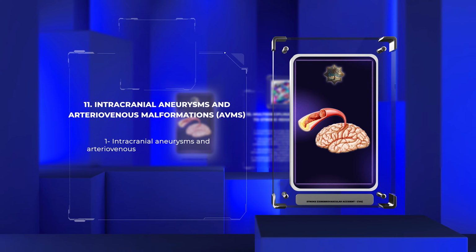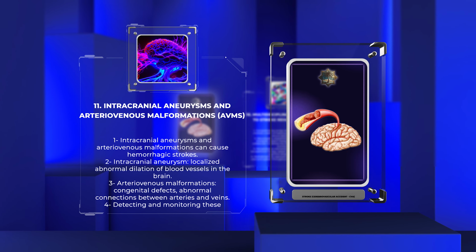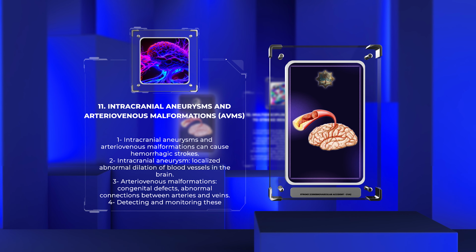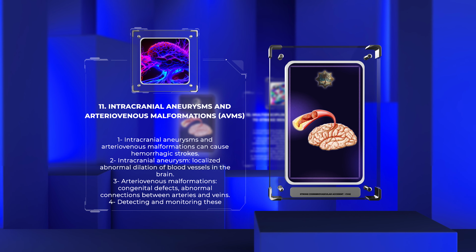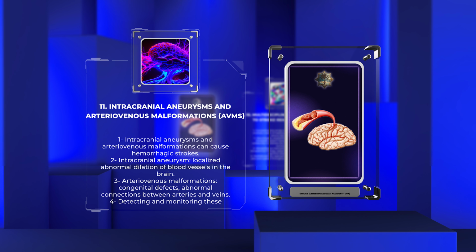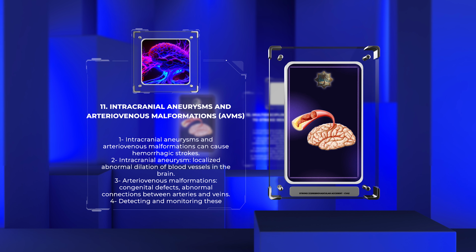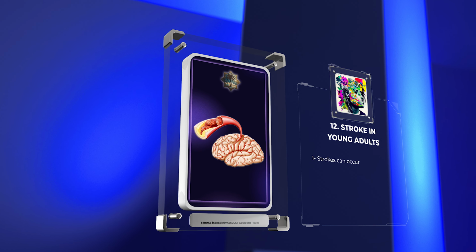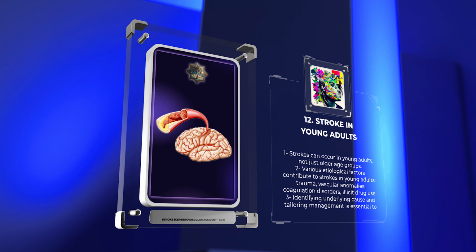Intracranial aneurysms and arteriovenous malformations are vascular abnormalities that can cause hemorrhagic strokes, a type of stroke where bleeding occurs in the brain. An intracranial aneurysm is a localized abnormal dilation of blood vessels in the brain, whereas arteriovenous malformations are congenital defects characterized by abnormal connections between arteries and veins. Detecting and monitoring these conditions is crucial in order to intervene promptly and prevent serious consequences associated with them. While strokes are commonly associated with older age groups, they can occur in young adults.